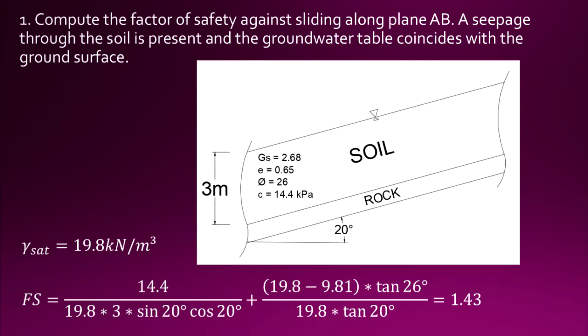So let's go for the factor of safety. We can use the equation: C over gamma saturated times height times sine beta cosine beta, plus gamma submerged times tangent of phi over gamma saturated times tangent of beta. Gamma submerged is equivalent to gamma saturated minus gamma water. Here we will have a factor of safety of 1.43, quite safe.